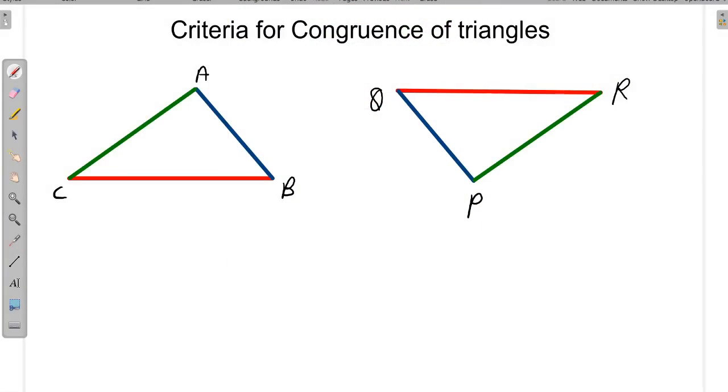In today's video, we will learn about the criteria for congruence of triangles. So here I have already drawn the triangle ABC and this triangle is PQR.